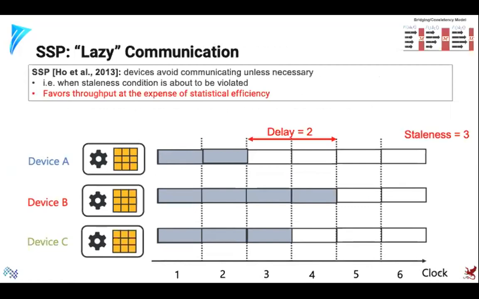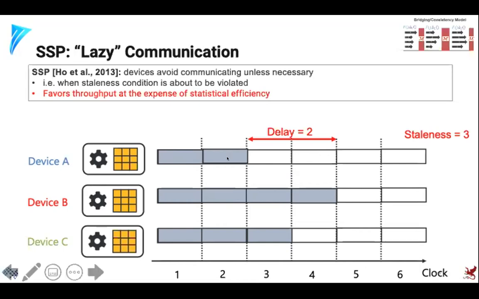SSP has several variations. The original SSP model espouses so-called lazy communication. Under lazy communication, the update deltas are not communicated unless the maximum staleness would be violated. That is to say, the system tries to send a message as late as possible in order to save bandwidth, prioritizing network bandwidth and always favoring throughput, even at the expense of the statistical efficiency loss that occurs when you delay messages by too much.